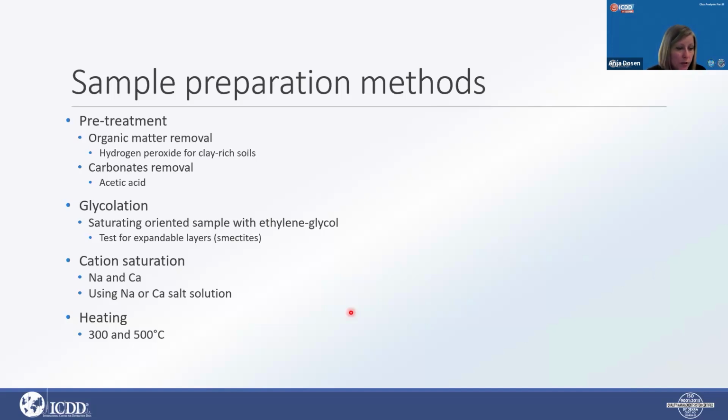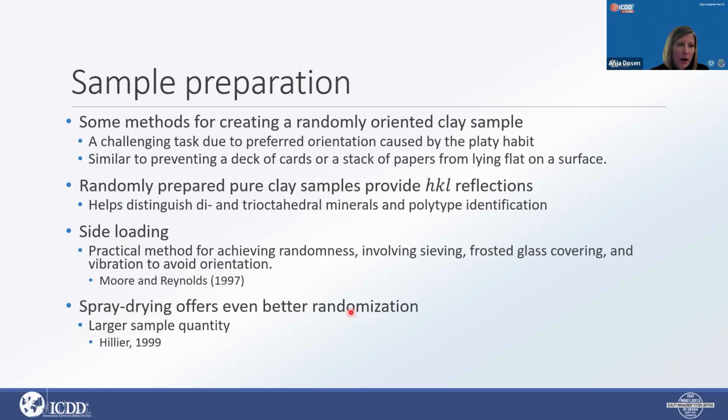Other procedures involve cation saturation. This involves interlayer cations. This is different from cation exchange capacity. We can use sodium or calcium, for example, that will give us some nuances in peak shapes and positions. And then what is also common is heating clays and analyzing clays at room temperature, 300 and 500 degrees.